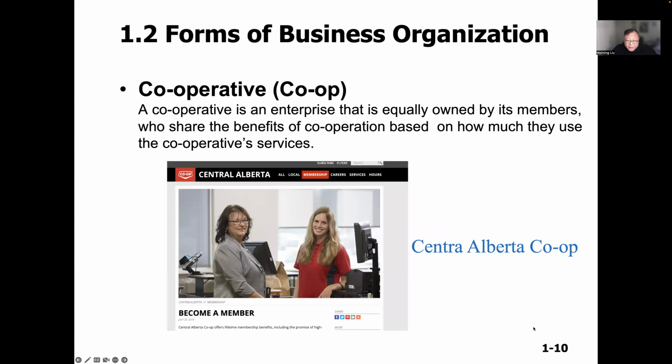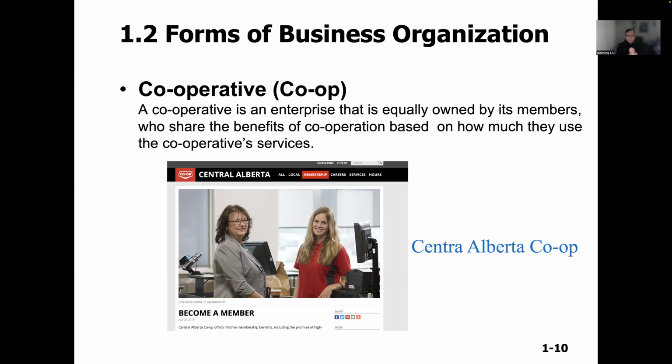Cooperative. This is also a very interesting organization. It's a corporation, but it's not a typical corporation. Normally, this kind of corporation, a cooperative, is set up for the benefit of a community, to serve a common purpose. And it's owned equally by its members.